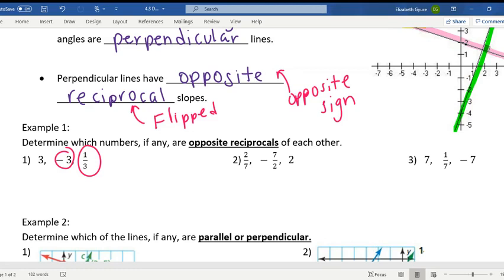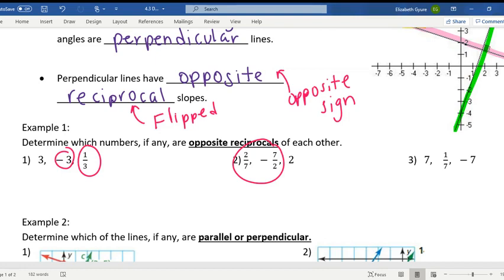Yeah, exactly. 2/7 and negative 7 over 2. Is one negative? Is one positive? Okay, so there's the opposite part. And if you take 2 over 7 and you flip it, what's it going to become? 7 over 2. And is that what we have? Yeah.